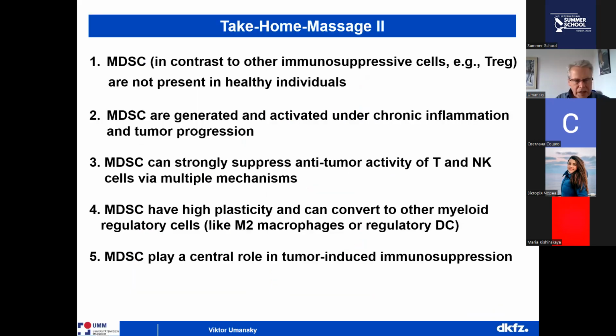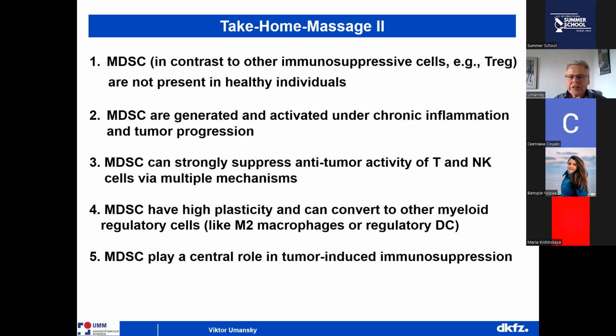Now, the last take-home message, the second one, will be the following. First, MDSC, in contrast to other immunosuppressive cells, for example, regulatory T cells, are not present in healthy individuals. Regulatory T cells are present in everybody, also healthy people, and the absence of regulatory T cells can lead to the development of autoimmune disease. So they are extremely important for physiological homeostasis, whereas MDSC are typically pathological cells.